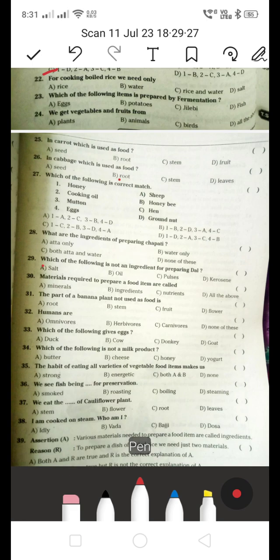Next, for cooking boiled rice, we need only dash. Is it A, rice, or B, water, or C, rice and water, or D, salt? Which is the right answer? For boiled rice, we need only A. To boil rice, we need only rice.